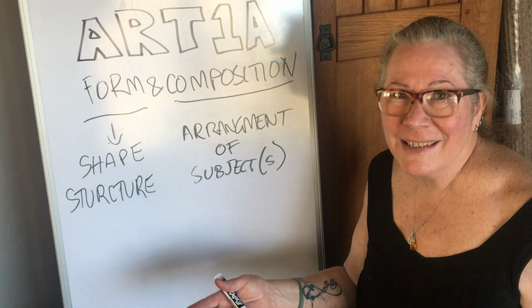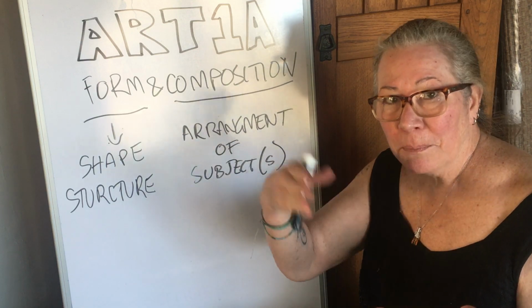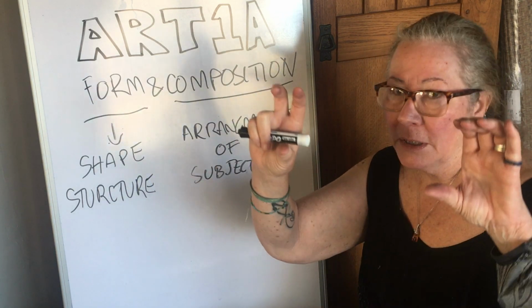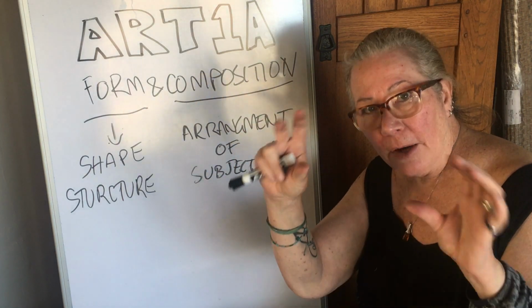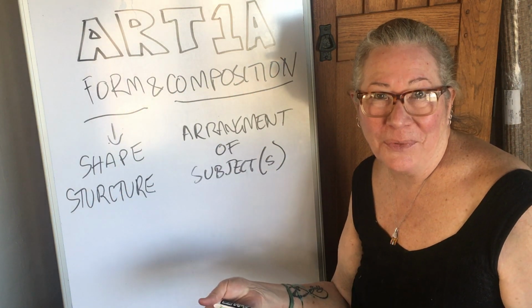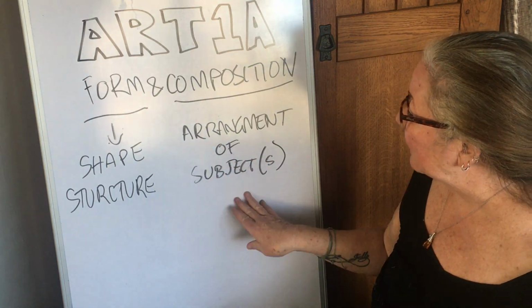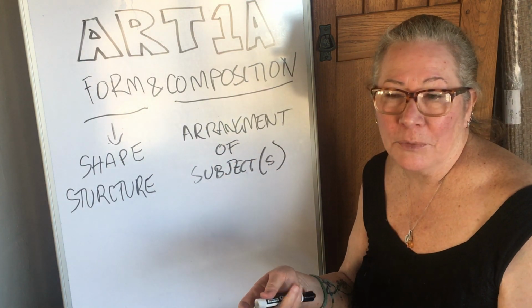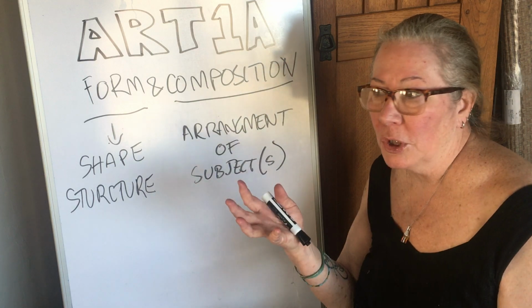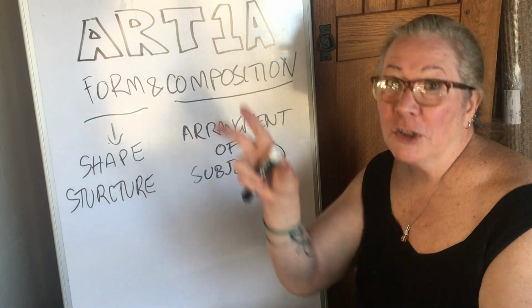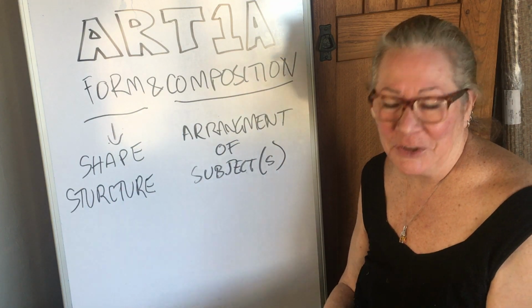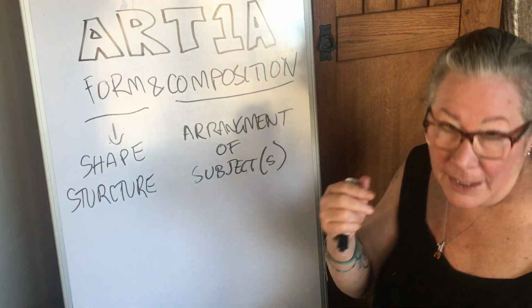Just like you compose a sentence, you put the words in a particular order. You might put the sentences in a particular order in a paragraph. You're composing with words. In this case, composition is the arrangement of subjects. In other words, if you had two people that you were going to do a painting of, you can arrange them in a certain way. That's your composition. So that makes sense, right?